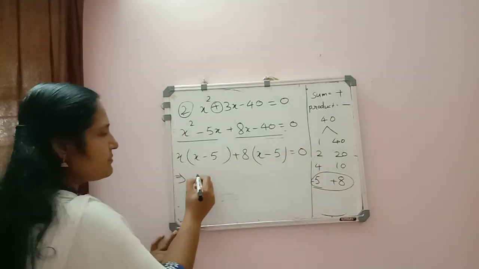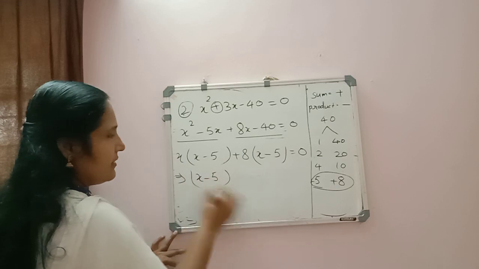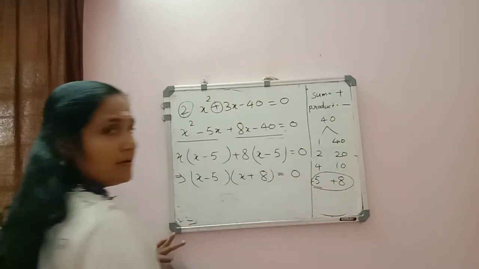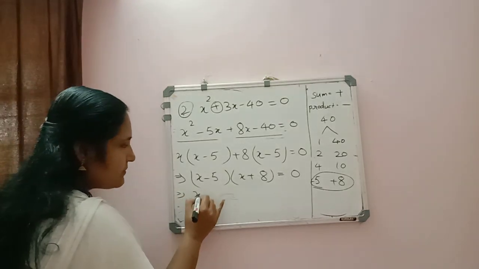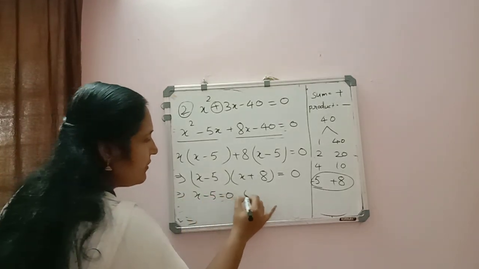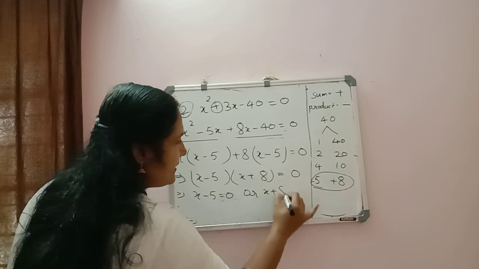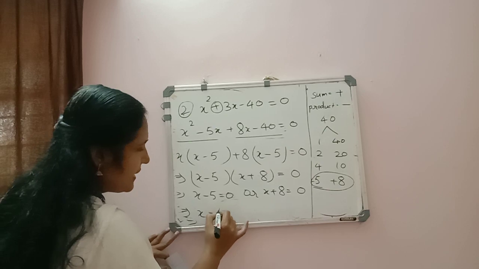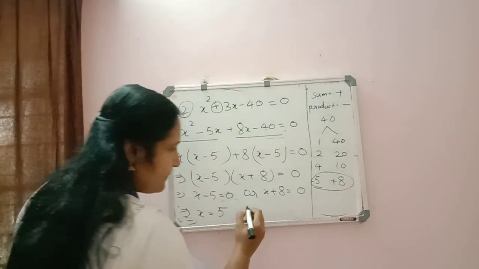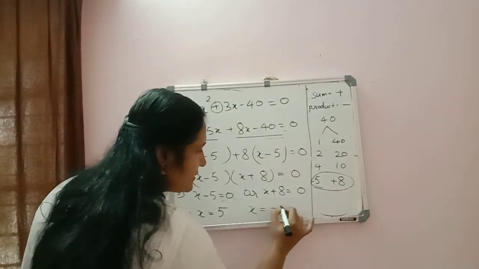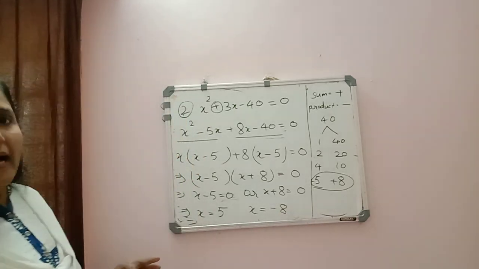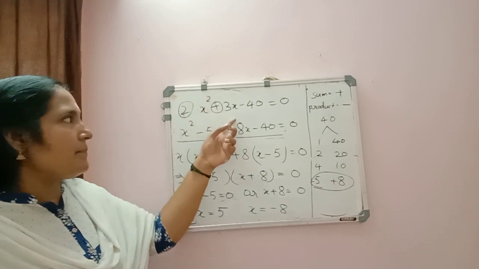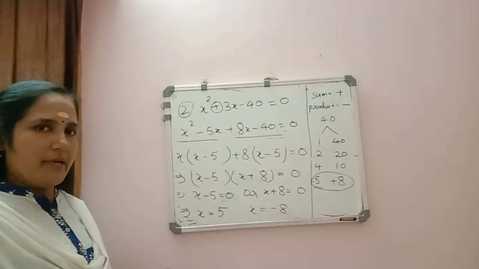So again we have x minus 5 as a common factor. x minus 5 into x plus 8 equal to 0. So either x minus 5 will be equal to 0 or x plus 8 equal to 0. If x minus 5 is equal to 0, we will get x is equal to plus 5. And if x plus 8 is equal to 0, we will get x is equal to minus 8. So these are the two zeros of the polynomial x square plus 3x minus 40.